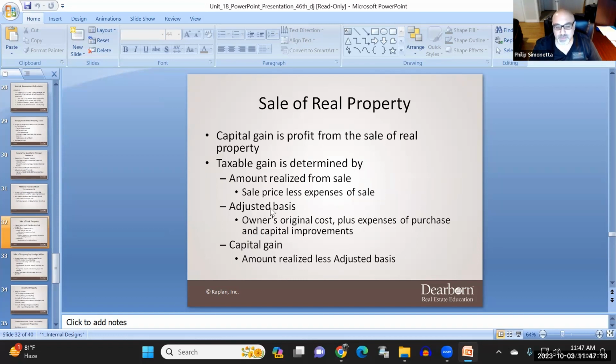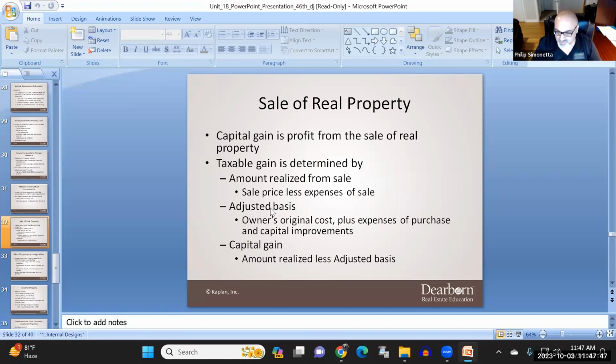So the adjusted basis: you take the owner's original cost. That's the basis, what your original cost was. Say you bought it for 50,000, you put 50,000 in to fix it, and you sold it for 150,000. So the 50 and the 50 is 100, right? That's your adjusted basis. You sold it for 150, so you made 50,000 profit, right? That's how that works.